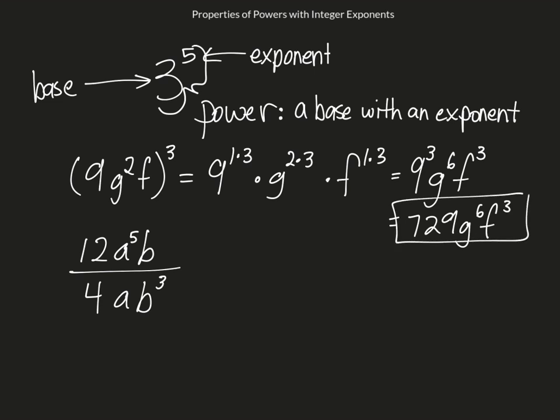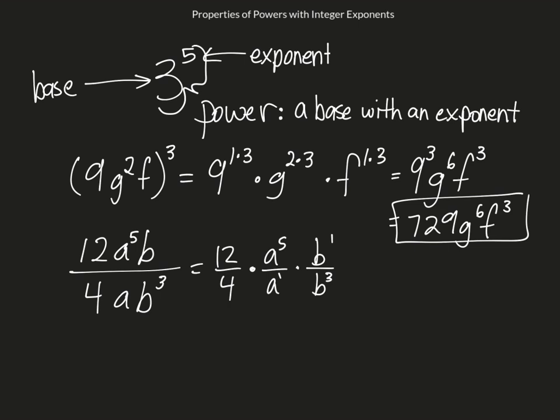On the bottom, I like to break these up. Kind of like just look at 12 over 4 times a to the 5th over a times b over b cubed. And that's the way I'll show my work. 12 fourths times a to the 5th over a to the 1st if I want to help myself, right? And show my work a little bit more. b to the 1st over b cubed.